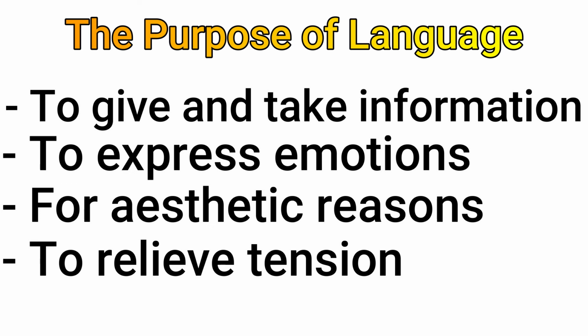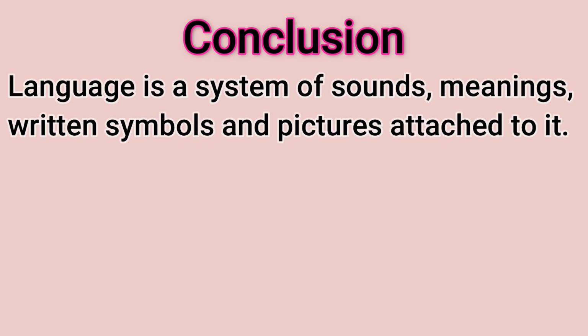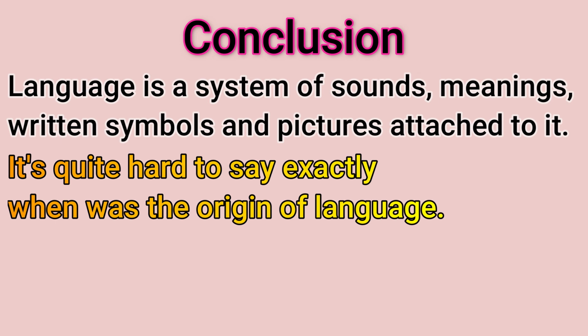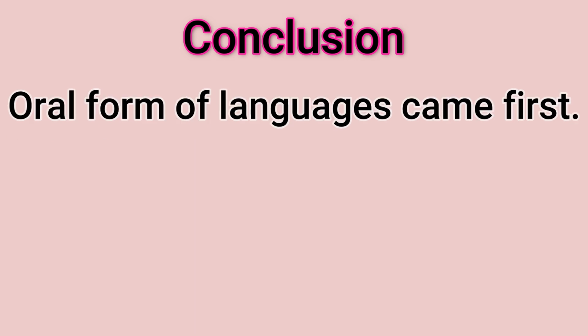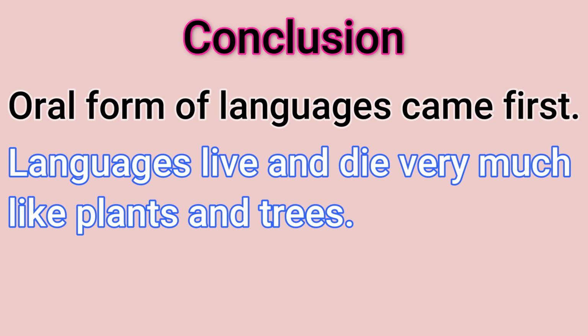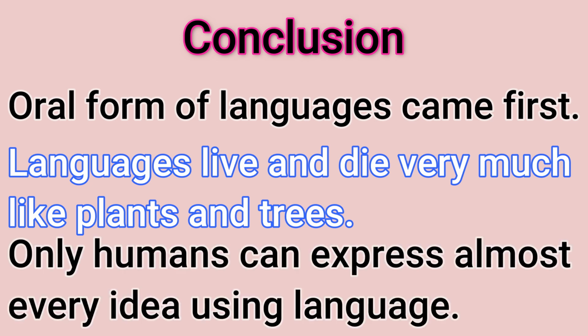Now guys, here comes the most important part of this lecture, the conclusion. We can conclude that language is a system of sounds, meanings, written symbols and pictures attached to it. It's very hard to say when languages originated. Actually, all the theories have their own pros and cons. Maybe all theories have some points which are true in the origin of language. But there is one thing which is very sure, that the oral form of languages came first, and after a lot of years came the written form. Languages live and die very much like animals and plants and trees, and it is only humans who can express almost every idea using language. Other animals have limited sound.